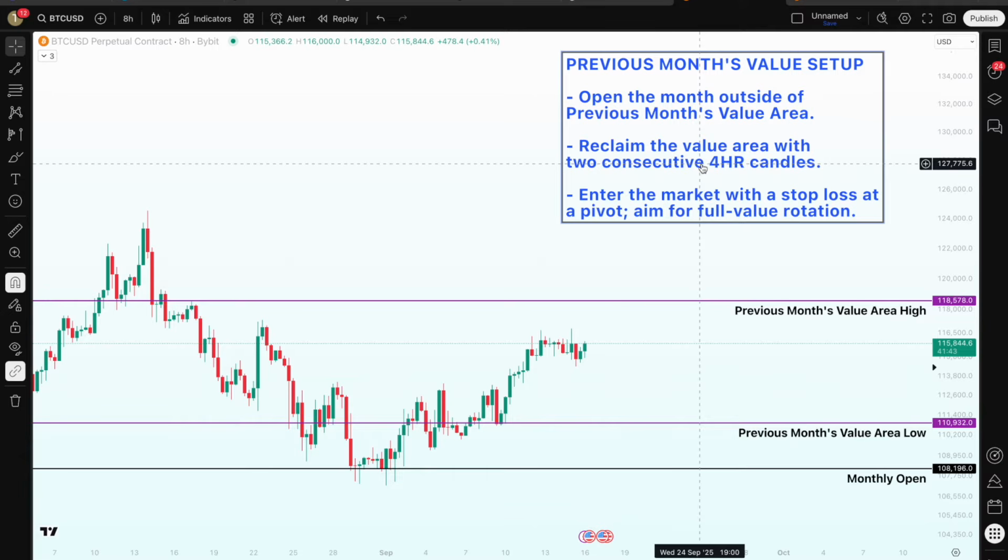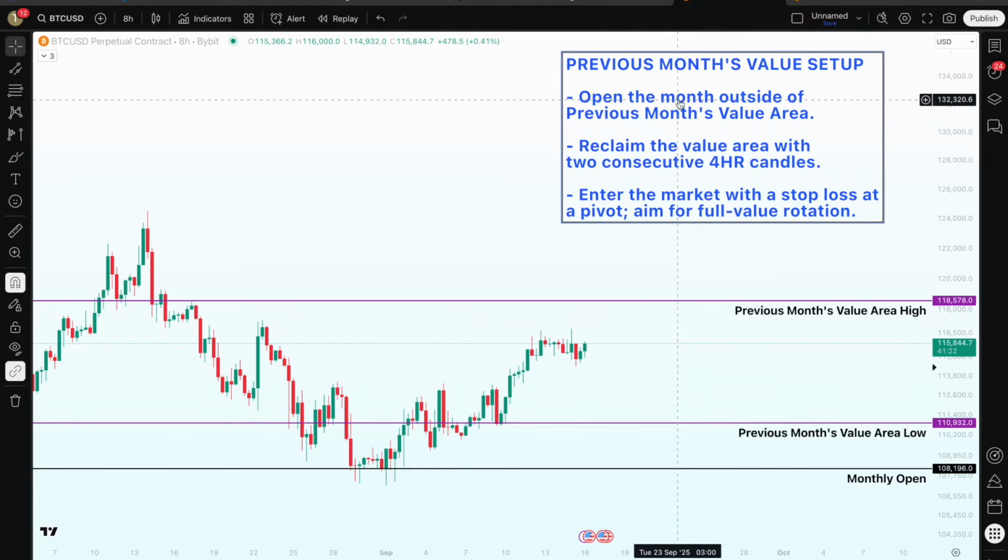Now, people love to talk about reclaim in many ways. You might have seen on Twitter, on YouTube, they talk about, hey, just go above this level or just do this. For me, and for market profiling, the reclaim means 2 consecutive 30-minute candles for the lower time frames, and for the higher time frames, it means 2 consecutive 4-hour candles.